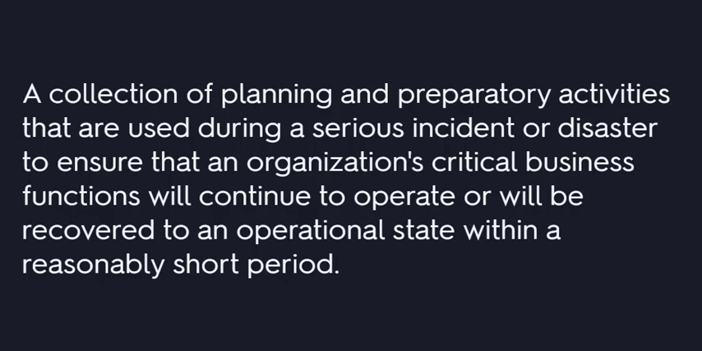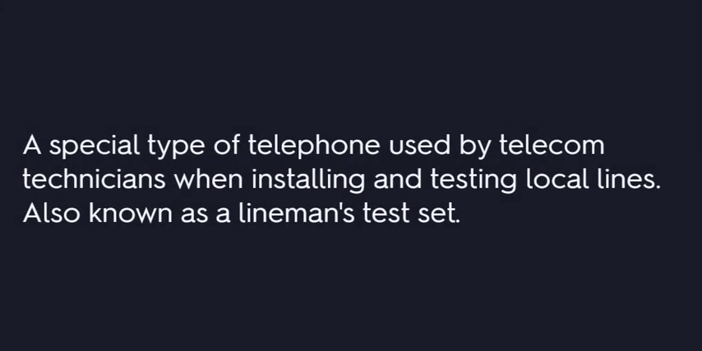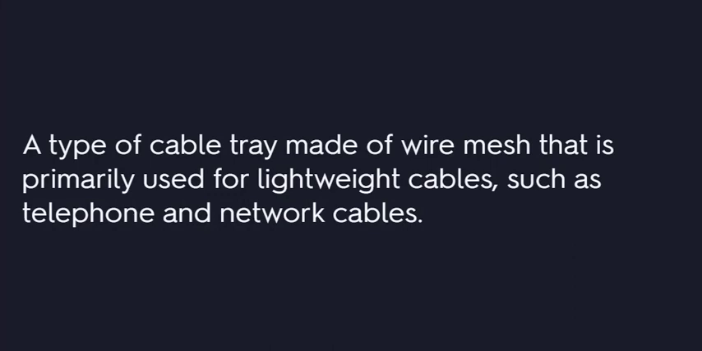Business continuity. A special type of telephone used by telecom technicians when installing and testing local lines, also known as a butt set. Certificate authority. A server that can issue digital certificates and the associated public-private key pairs. CA. A type of cable tray made of wire mesh that is primarily used for lightweight cables such as telephone and network cables. Cable basket.